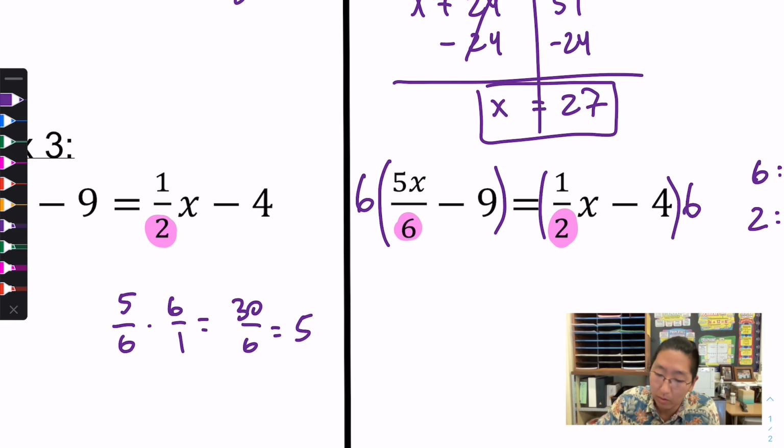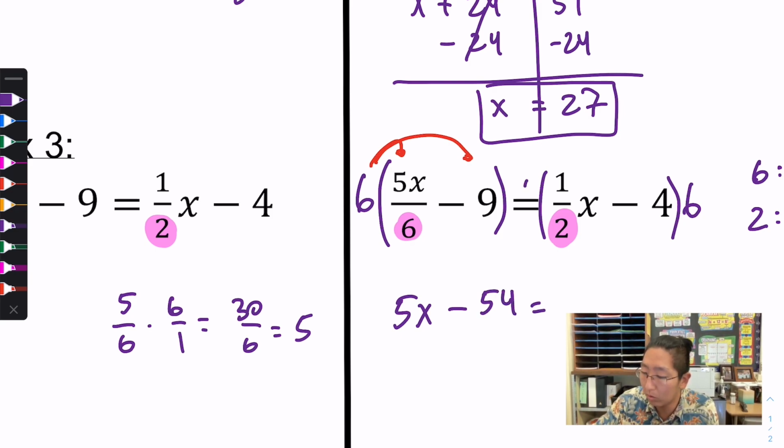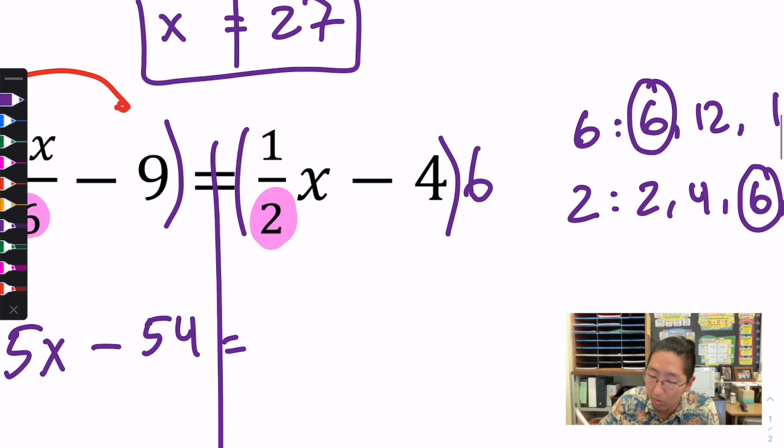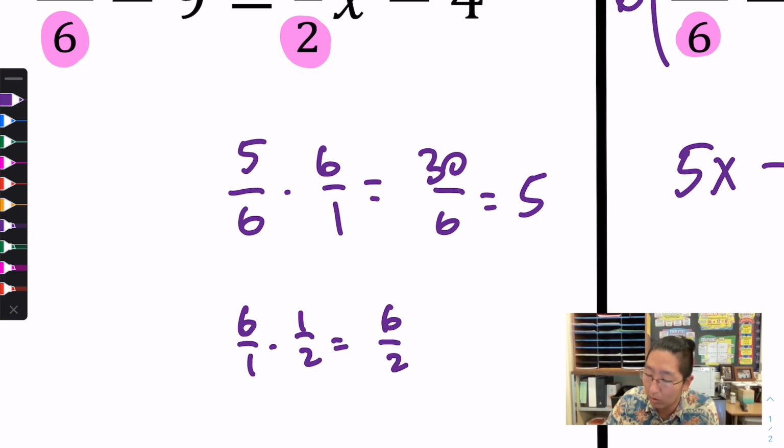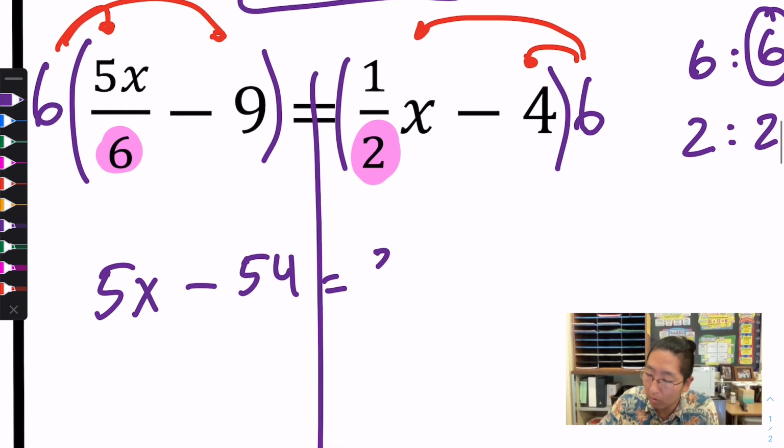Oh, sorry. I'm going to do this in red. Go ahead and multiply that. So I get 5x minus 54 equals, I'm going to distribute here, 6 times 1/2 and 6 times -4. So we could say 6 over 1 times 1/2 equals 6 over 2, which equals 3. So this is 3x minus 24.